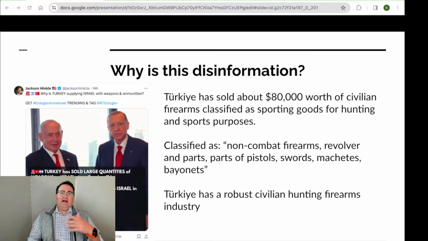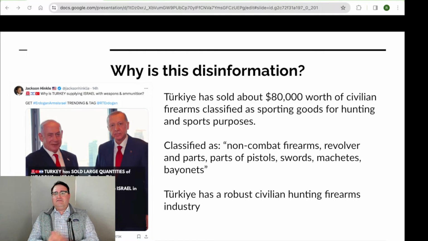Turkey sold about $80,000 worth of civilian firearms classified as sporting goods for hunting and sports purposes. Israel has sporting goods stores. People hunt in Israel. People shoot skeet in Israel. People are in shooting and sporting clubs in Israel. And I'm sure before the war, there were orders to purchase firearms and sporting goods from Turkey. Turkey has a very robust civilian hunting and sport shooting firearms manufacturing sector. And the items that were sent were non-combat firearms, revolvers, parts of pistols, swords, machetes, bayonets.